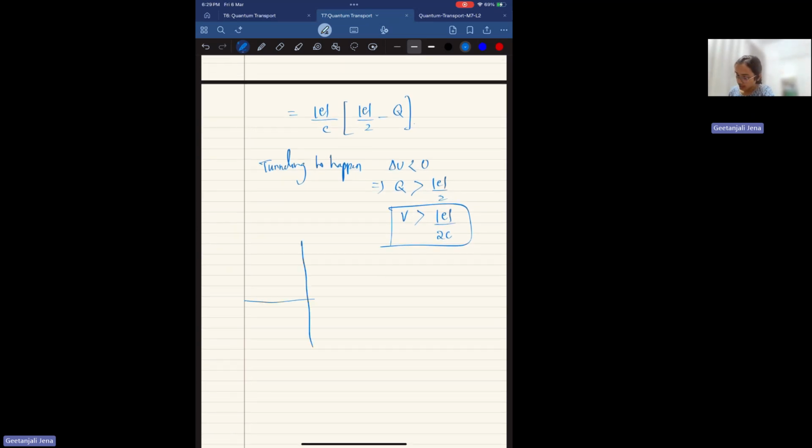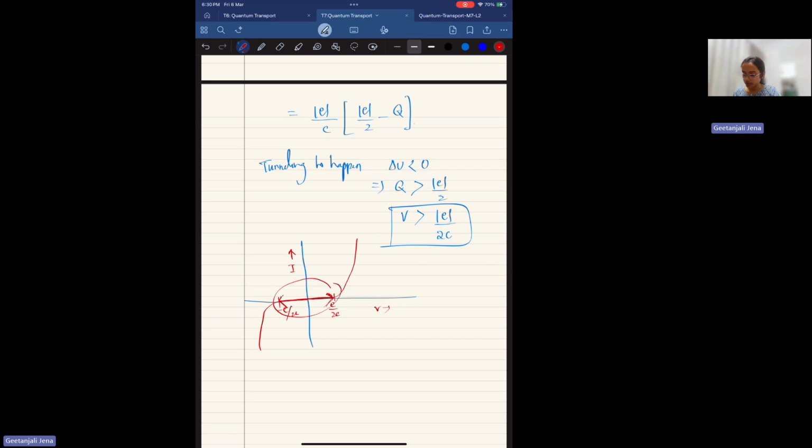So we will get a graph. If we plot a graph between V versus I, we'll see that the current is 0 up to a point where V is E by 2C, and also similarly in the negative direction. So we'll see that in this region the current is completely 0. And this is because of this Coulomb blockade effect, or the single electron charging effect. We'll see it in detail in our next part.